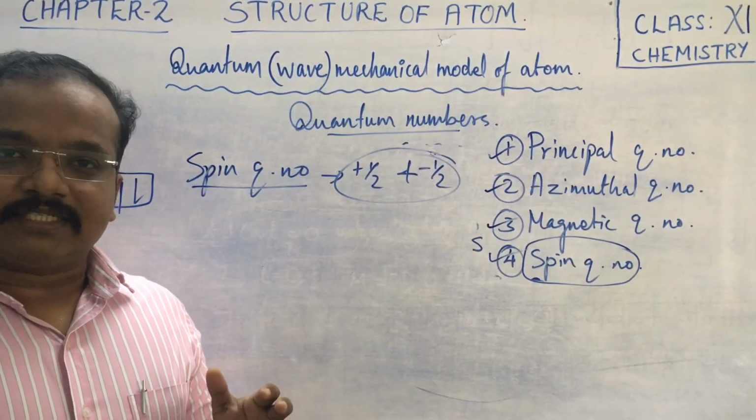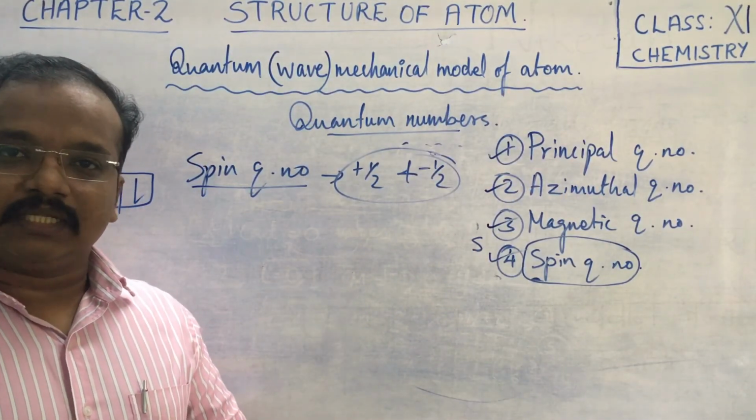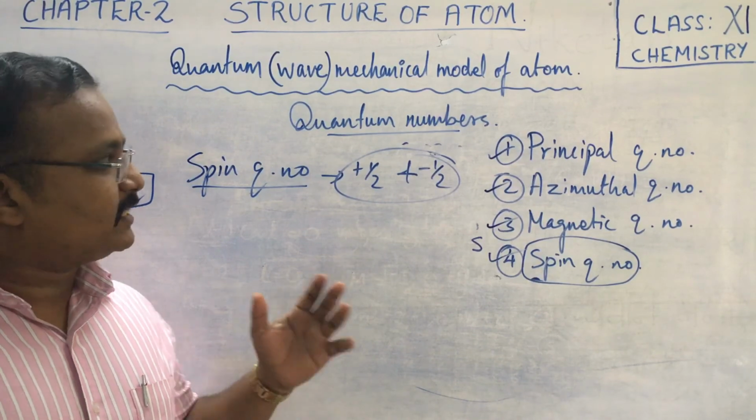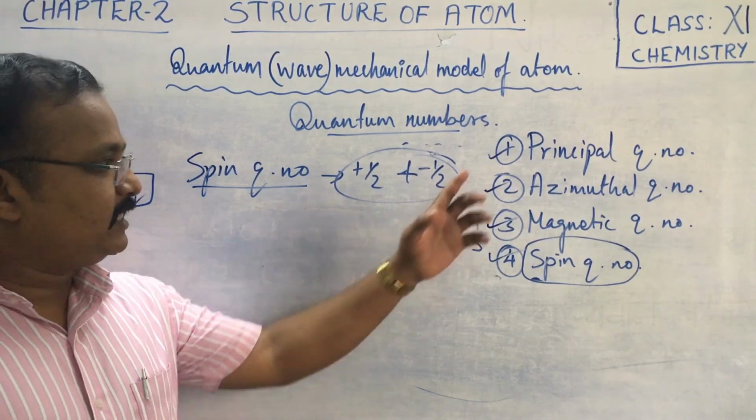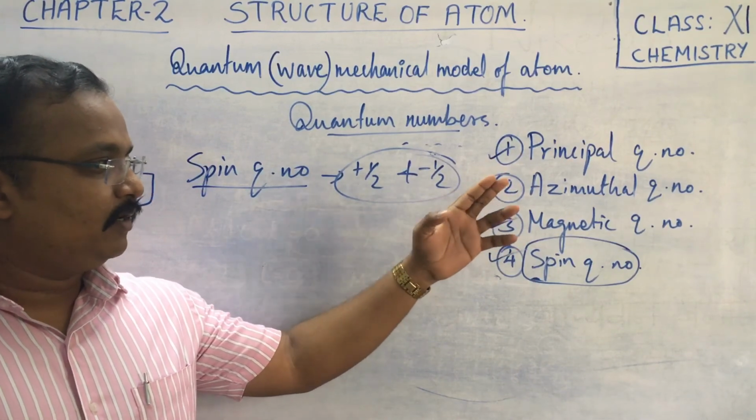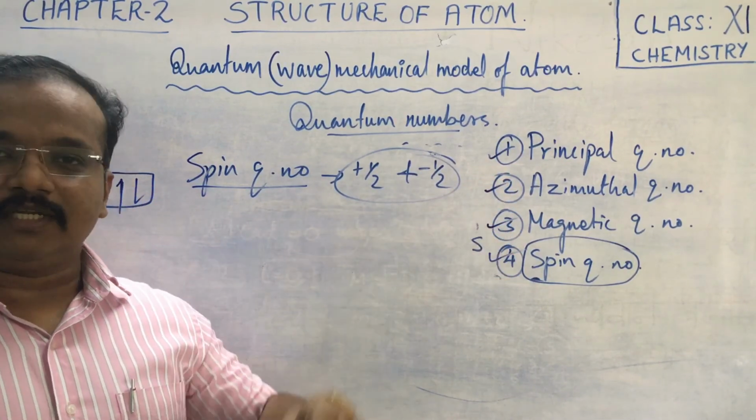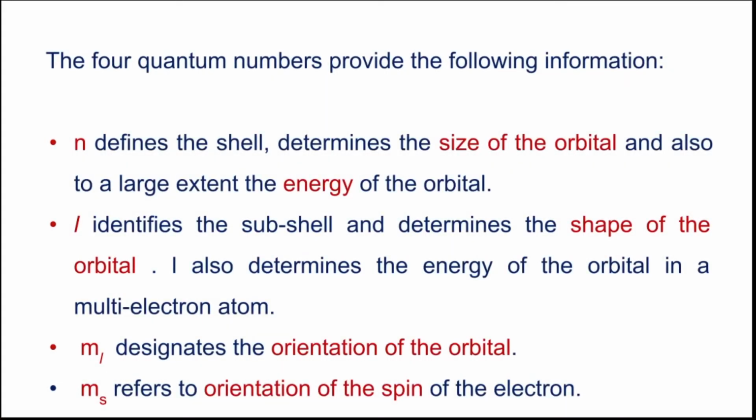So students, today we have discussed mainly quantum numbers. There are 4 sets of quantum numbers which explain the wave mechanical model of the atom. First one is the principal quantum number, second one is the azimuthal quantum number, then the magnetic quantum number, and we have also discussed the spin quantum number. The 4 quantum numbers provide the following information. n defines the shell, determines the size of the orbital and also to a large extent the energy of the orbital. L identifies the subshell and determines the shape of the orbital. L also determines the energy of the orbital in a multi-electron atom.